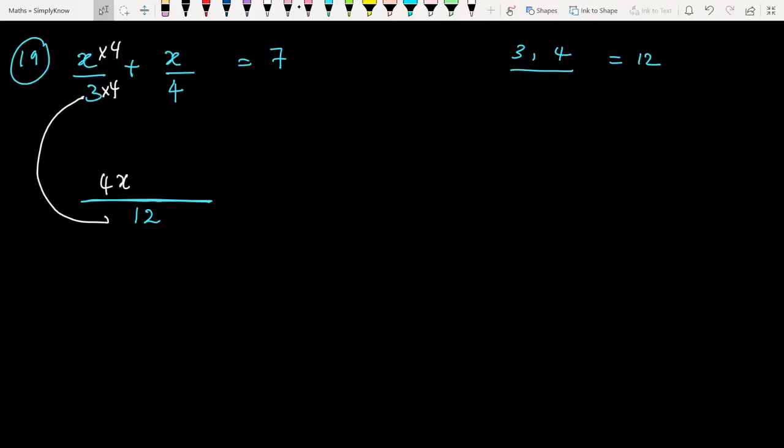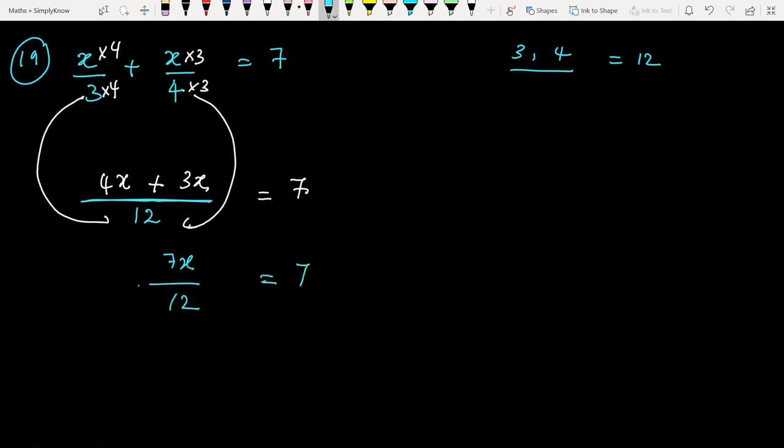Then here again from 4, how do we get 12? By multiplying 3. Then we need to multiply our numerator by 3. So it will become x times 3, plus 3x. And on our right side, we have 7. 7x over 12 equals 7.